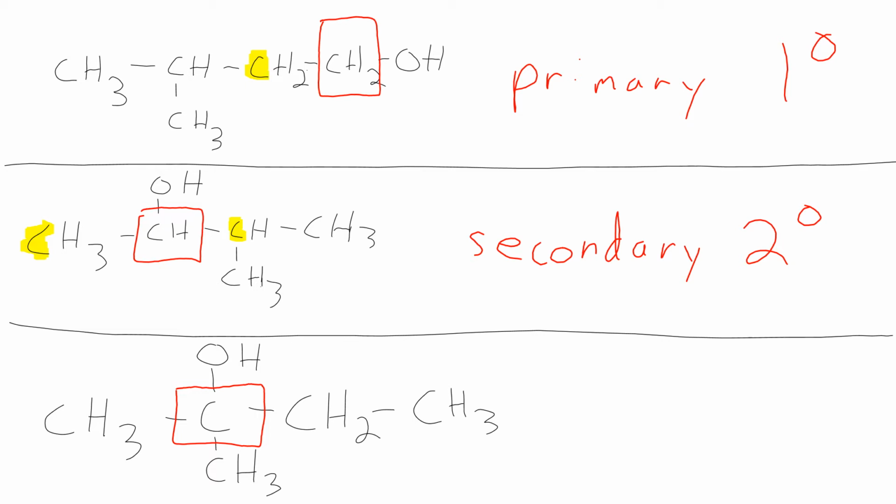Now if we look at the bottom carbon, again we have the carbon that has the OH boxed in red, and now we're looking at how many other carbons are directly attached to that carbon. So I'll highlight these in yellow. The carbon on the left is directly attached, the carbon below is directly attached, and the carbon to the right is directly attached. So being we have 3 carbons that are directly attached to that carbon with the OH, that is what makes this alcohol a tertiary alcohol.